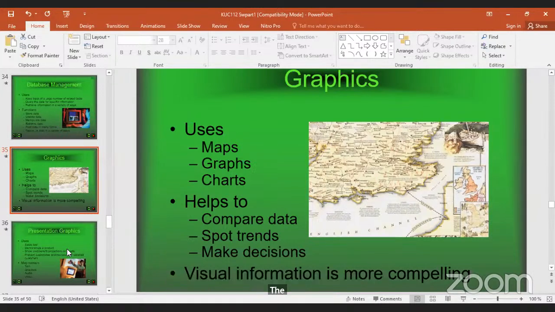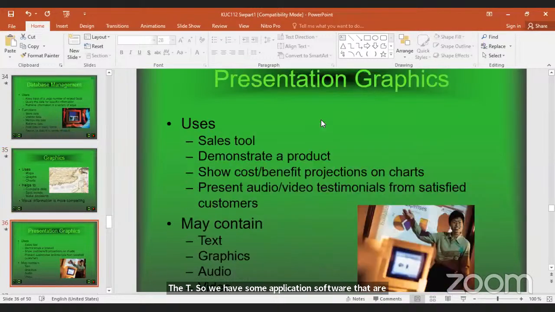So we have some application software that is used for presentation, like Microsoft PowerPoint. Sometimes you'll be doing your presentation, presenting your project or your research. So we have this software that is used in presentations. When you want to sell a product, when you want to demonstrate how a product works, when you want to display your presentation, use presentation software.